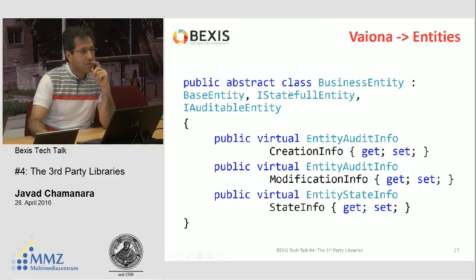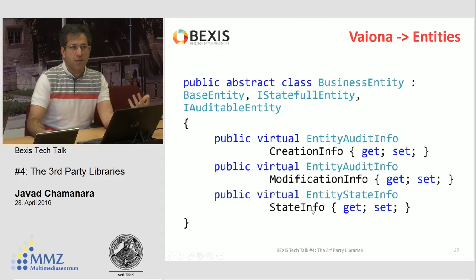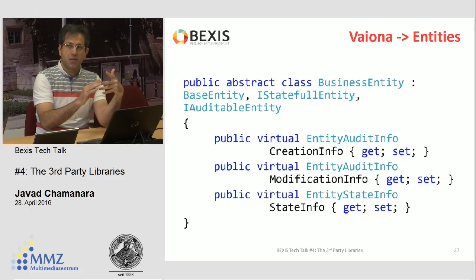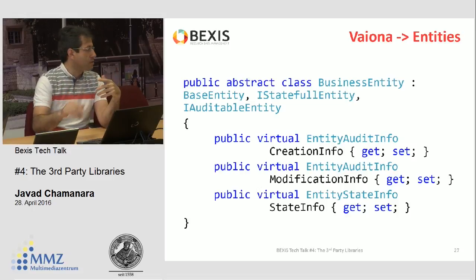So with this state and audit, you see that there is an entity audit info, which is for the creation, and also another entity audit info, which is for modification, and there is a state info that contains some information about the current state of this object. So if there is, for example, a workflow governing this object, it can change this state when the workflow is progressing from step to step.